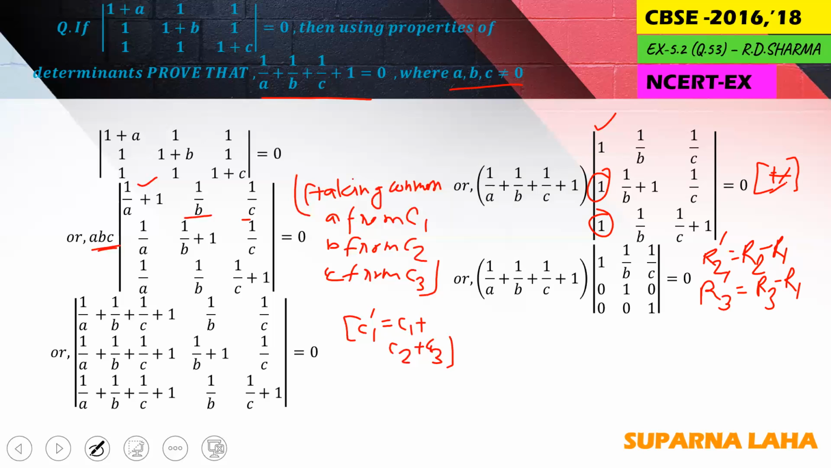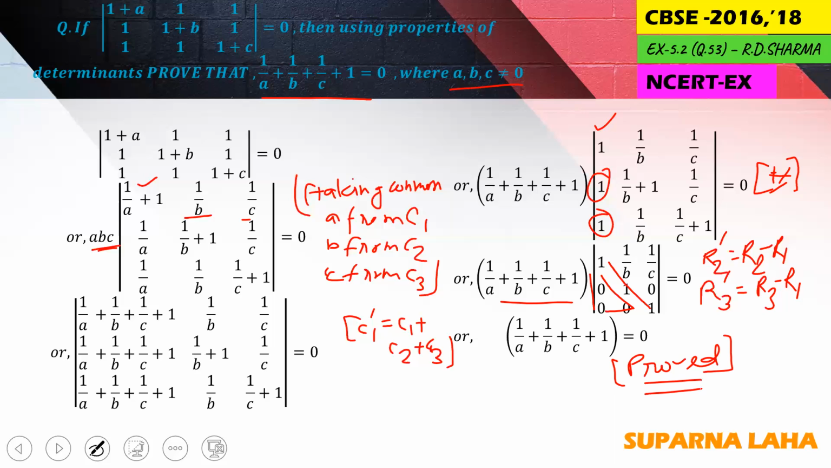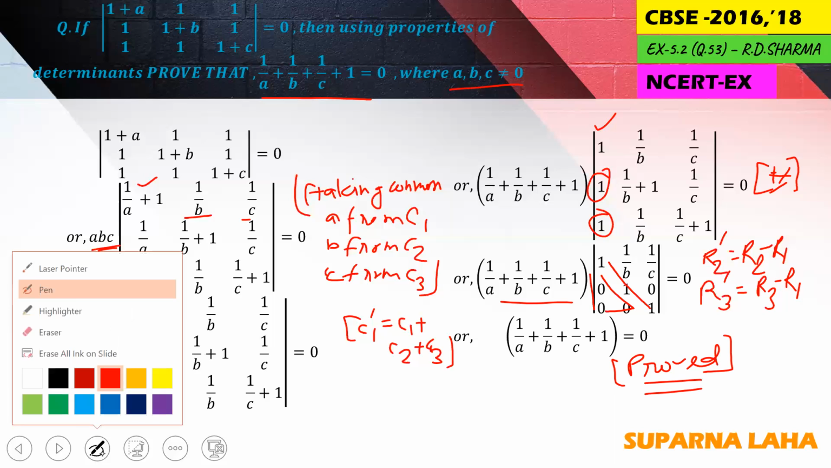Now look at here, this is a lower triangular determinant, that means the value of this determinant is just the multiplication of the diagonal elements. So that means this value is equal to 0. And this is what you needed to prove, so we proved it. So moving to the next problem.